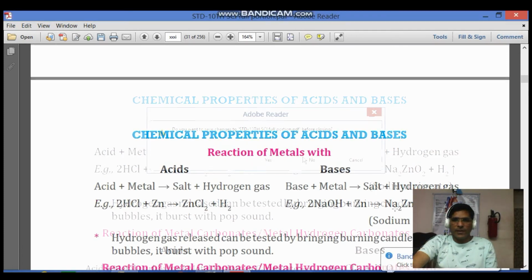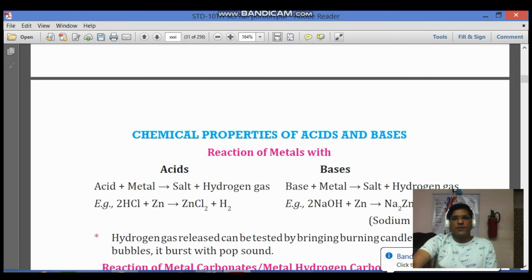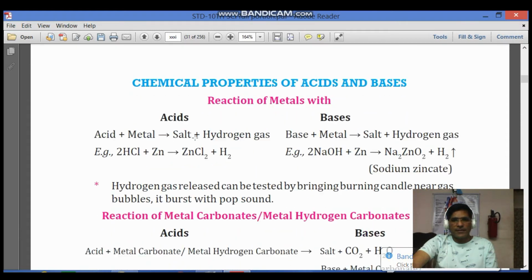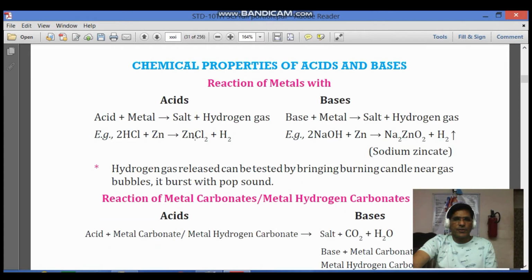But already we have discussed that we want to start today the chemical properties of acids and bases. From this lesson you also have to write the important chemical formulas related to it. So, chemical properties of acids and bases. First, the reaction of metal with acid.